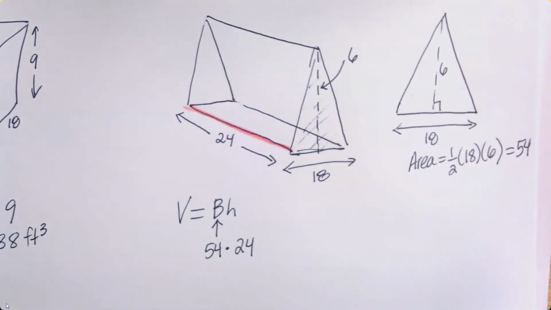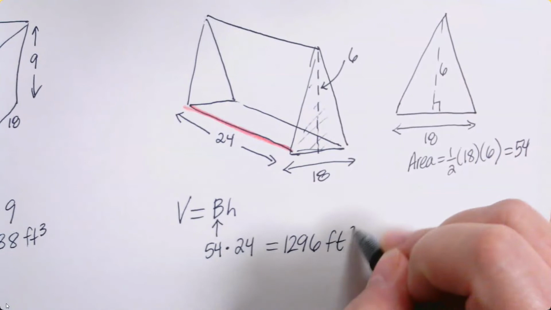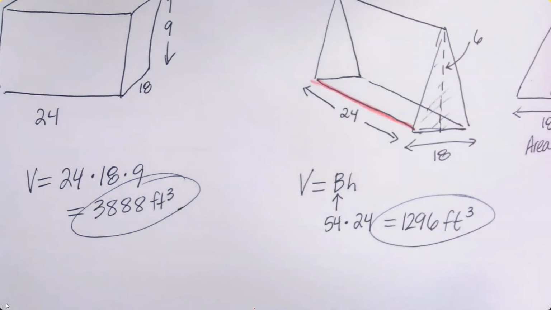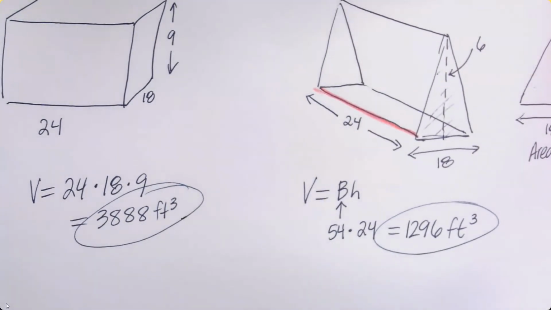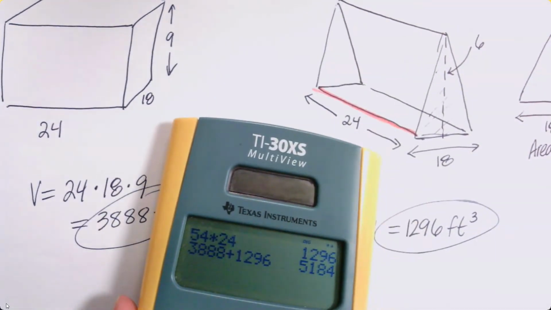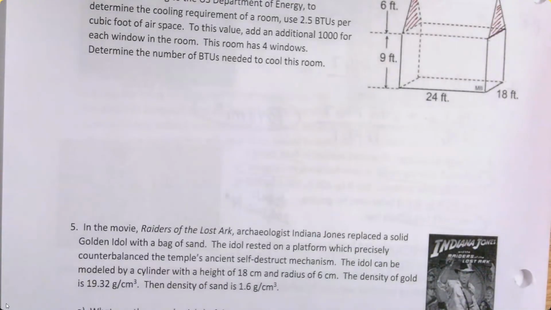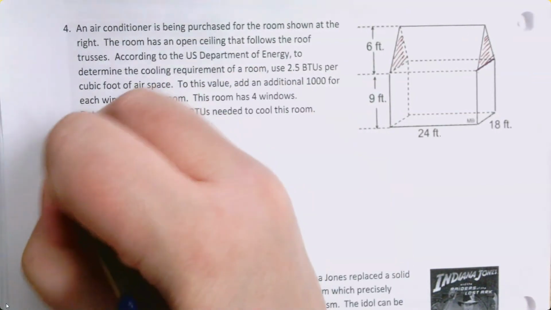So my volume of that triangular prism is 54 times 24 is 1,296 cubic feet. So now I have both of these numbers. The room is those two shapes put together, so I can add them to find out how many cubic feet are in the room total. And my total cubic feet for the room turns out to be 5,184 cubic feet. This is the room.